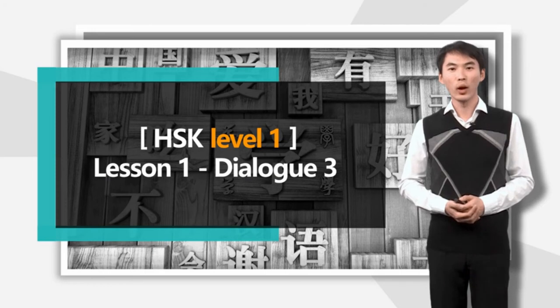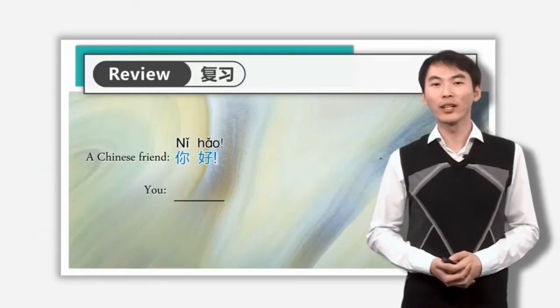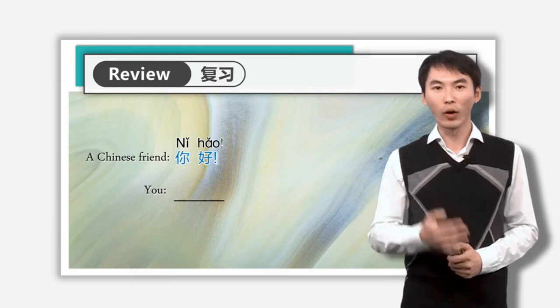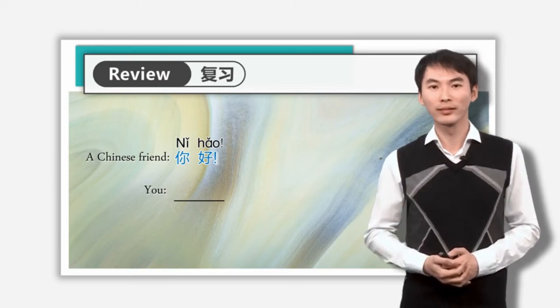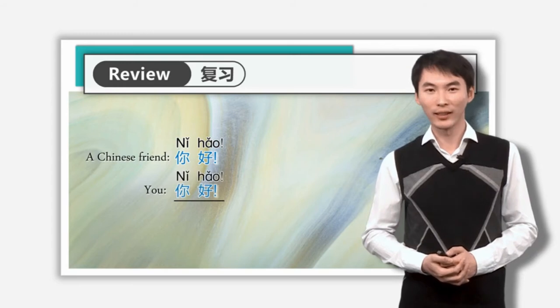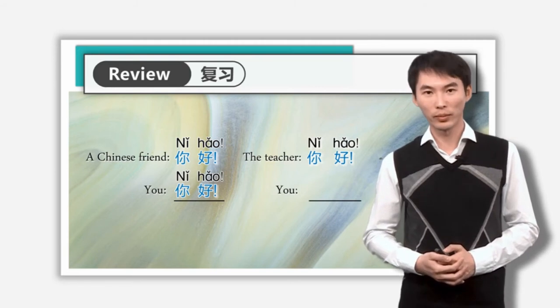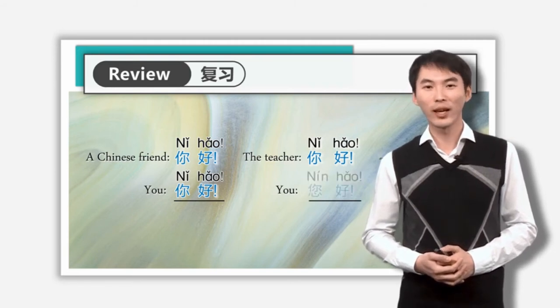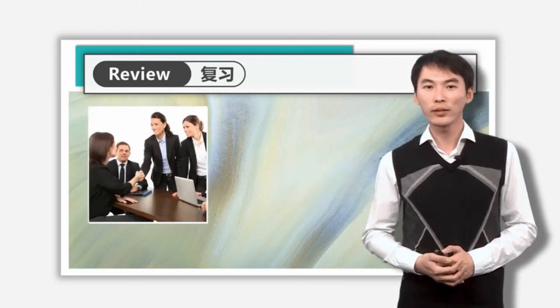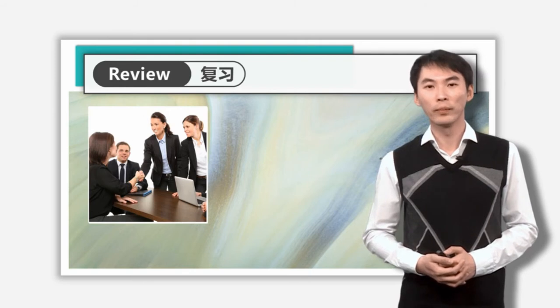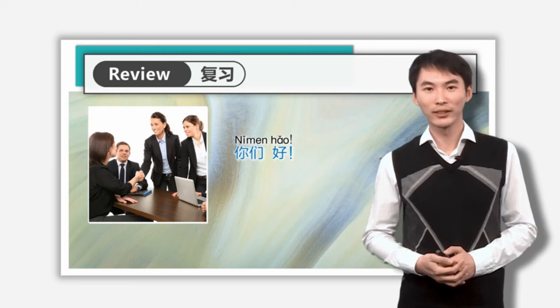In the previous lesson, we have learned how to greet others in Chinese. Do you remember? If a Chinese says 你好 to you, how do you respond? Yes, you can say 你好. And if I say 你好 to you, how do you respond? Yes, you can say 您好 to show your respect. And if there are some people, how do you greet them? Yes, you can say 你们好. Very good.